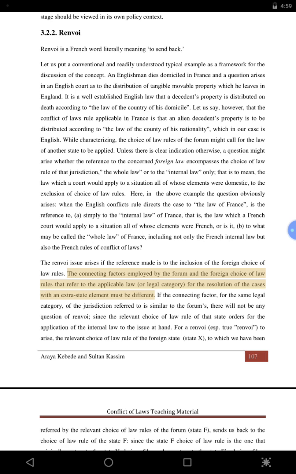The connecting factors employed by the forum and the foreign choice of law rules that refer to the applicable law or legal category for the resolution of cases with an extra state element must be different. If the connecting factor, for the same legal category, of the jurisdiction referred to is similar to the forum's, there will not be any question of renvoi, since the relevant choice of law rule of that state orders the application of the internal law to the issue at hand.